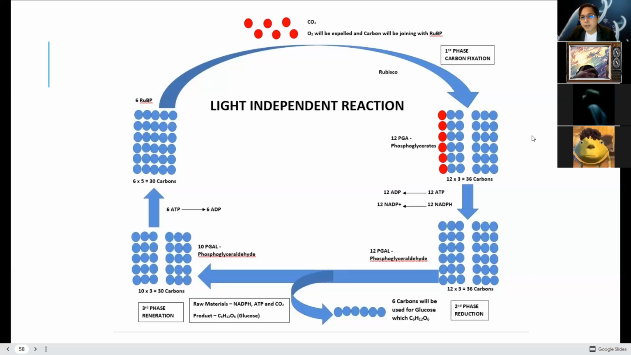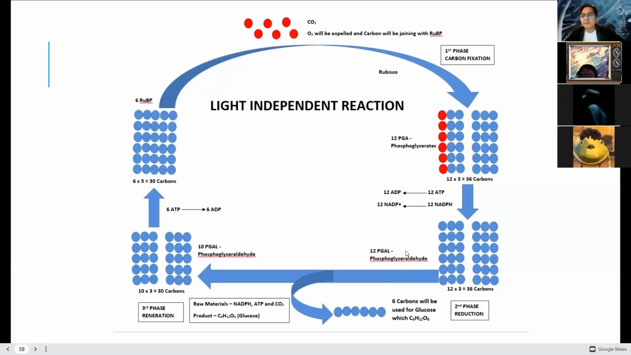It is composed of 3 carbons. So we created 12 PGAs in the process. Okay? Your PGA will be converted to PGAL or phosphoglyceraldehyde.